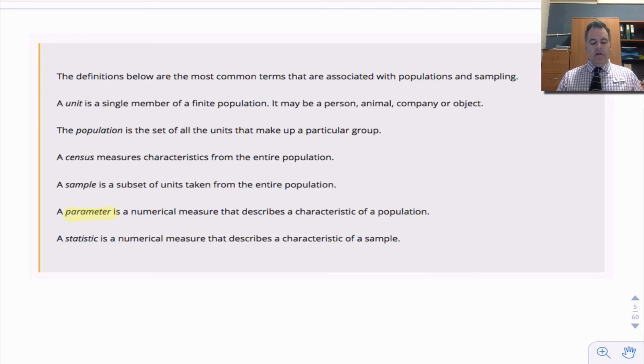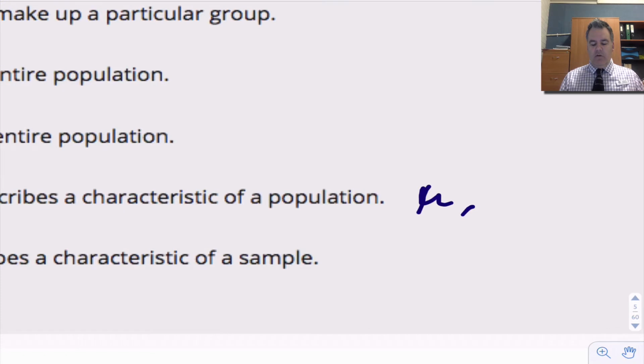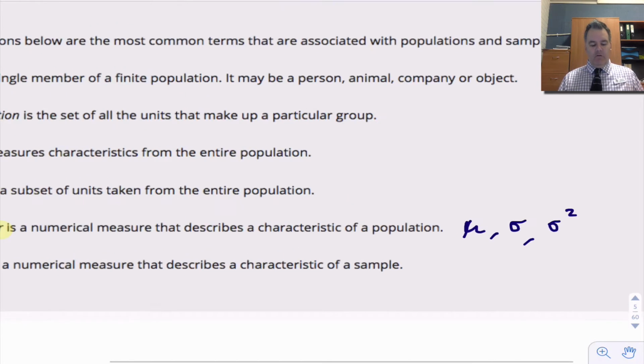Parameter is a measure that describes something about the whole population. So often we talk about the mean of a set of data, and I'd use this letter here, the Greek letter mu, the standard deviation, the variance. There's some of the symbols that we use to measure those.